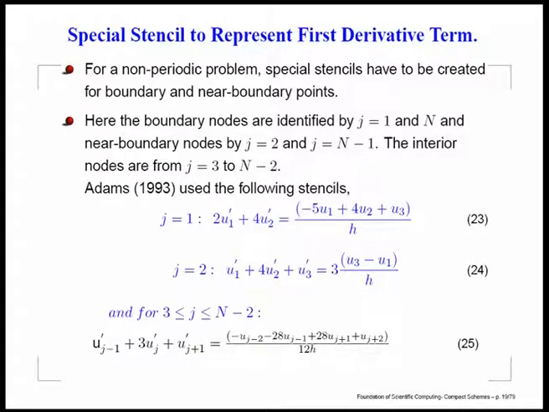So, same thing holds for j equal to n, that would be a mirror image of j equal to 1, left hand side coefficients remain as they are. So, replace u 1 prime by u n prime and u 2 prime by u n minus 1 prime, and on the right hand side you will be writing, instead of minus 5 u 1 you will be writing plus 5 u n, then instead of writing 4 u 2 you will be writing minus 4 u n minus 1 and then minus u n minus 2. Okay. So, this is the way you have the full A and B matrix set up for you.